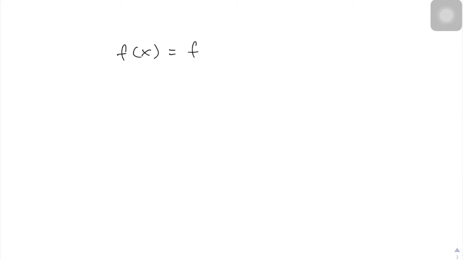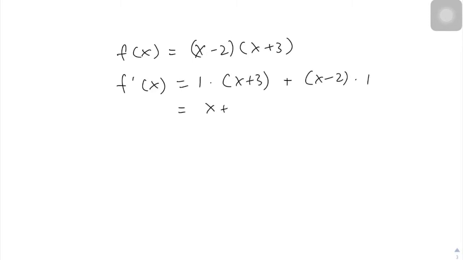Then we can see another example. Take the derivative of x minus 2, which is 1, and then copy the x plus 3, and add x minus 2, and then take the derivative of x plus 3, which is 1. Then simplify it, and we can see the answer.